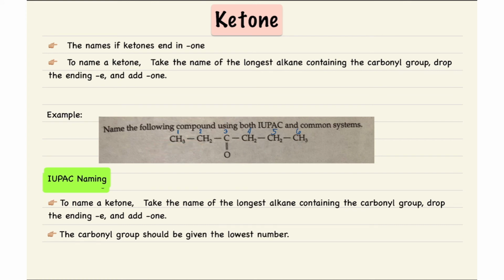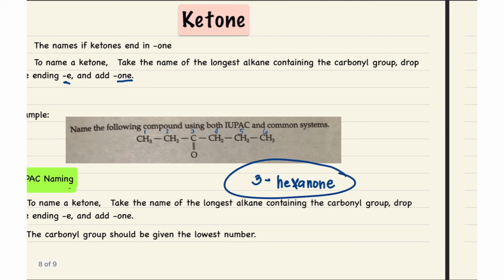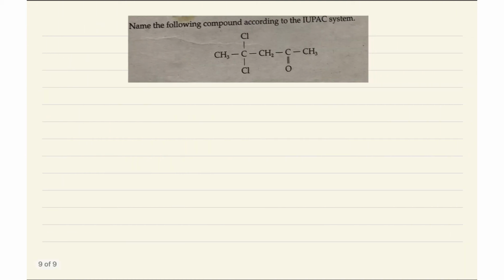So, kapag natapos na natin ma-identify, we can name this one for the IUPAC naming. So, since nasa location number 3 yung ating functional group, madali lang siyang gawin. So, we have here 3, 6 carbon atoms, that is hexane. But according to the rule, papalitan yung E, papalitan ng -one. So, hexane will become hexanone. So, that's it. 3-hexanone.